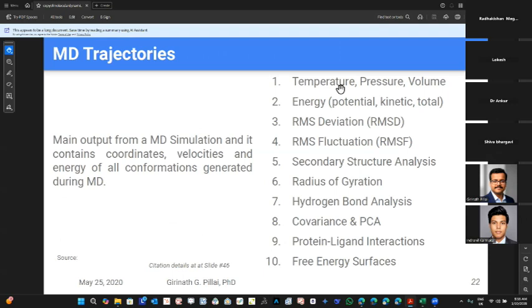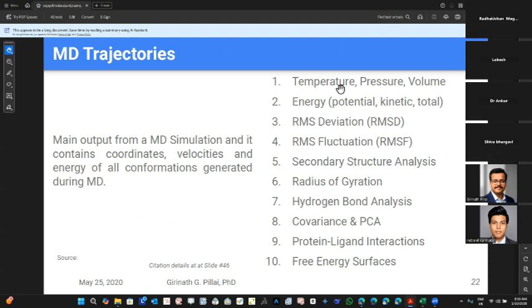So the first thing that we can understand from trajectories is the definite temperature, pressure, and volume. Second is the energy, especially potential and kinetic energy, and RMS deviation and RMS fluctuation. These two are important, especially on the whole. And again, we have to decide on what parameter we're looking at. For example, are we looking at the alpha carbon atoms, or specific amino acid side chains, or only the pocket amino acids, or only the ligand? We can define them. Then secondary structure analysis, which is also important to understand where you have loops, helices, strands, and others. Radius of gyration, hydrogen bond analysis.